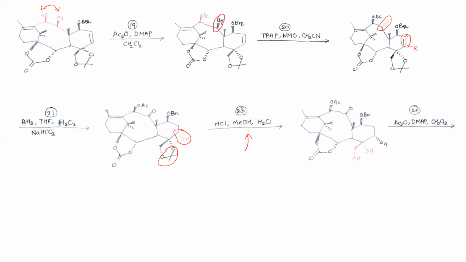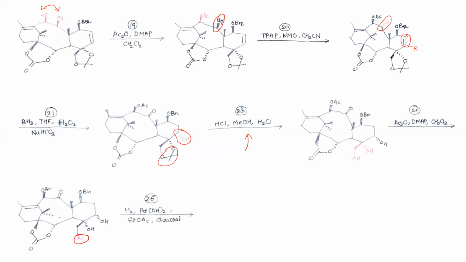Finally, step number 24, where we are going to allow it to react with the acetyl derivative again, and DMAP and CH2Cl2. If you remember, we did this acetylation under these conditions. The primary alcohol is easy to protect, while protecting the secondary is difficult. So here O-acetylation will happen.